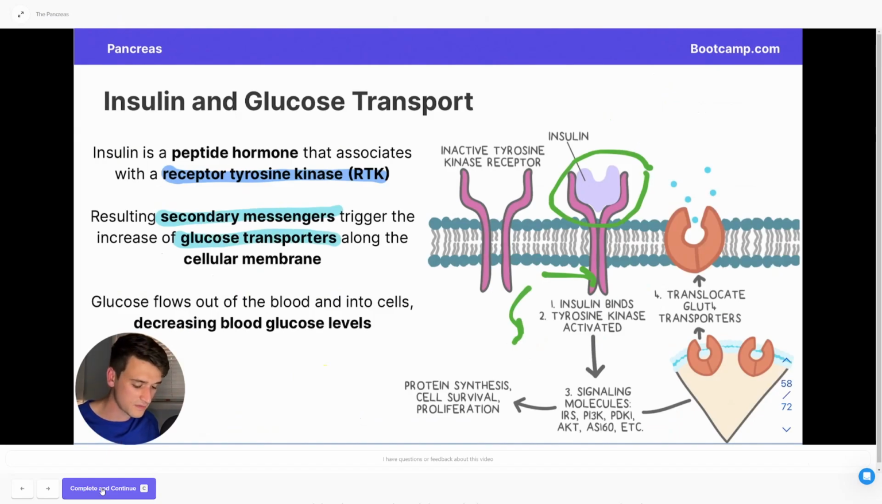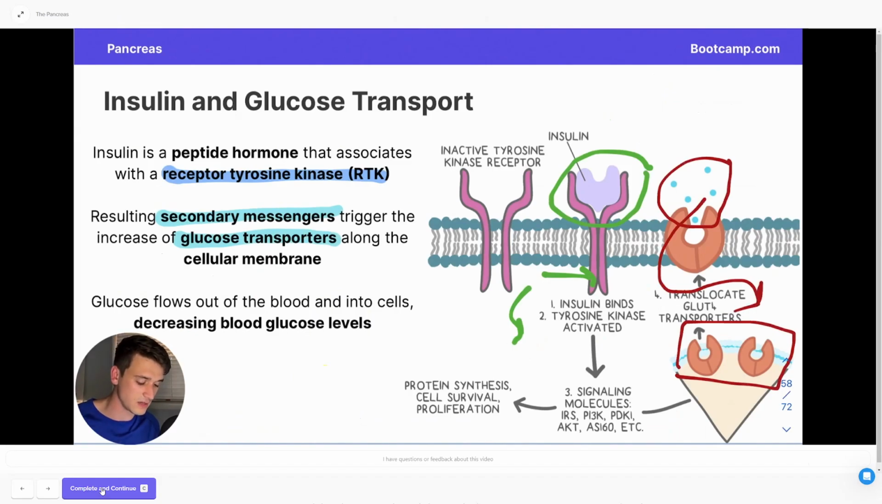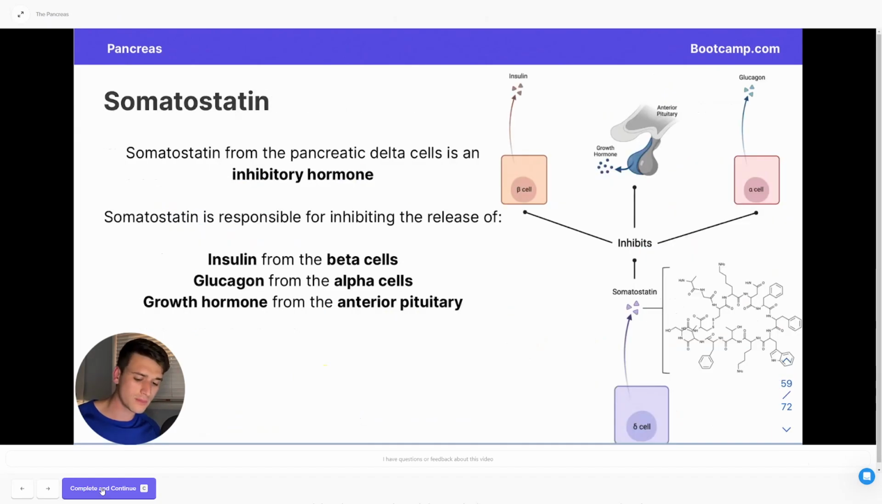And we can see that effect in our visual. We have the increasing of these transporters, which can then take glucose from the extracellular environment, in this case the blood, and bring them into specific cell types that we're targeting, in this case liver, fat, and muscle cells, so that they may be stored in these cells. So what about somatostatin?